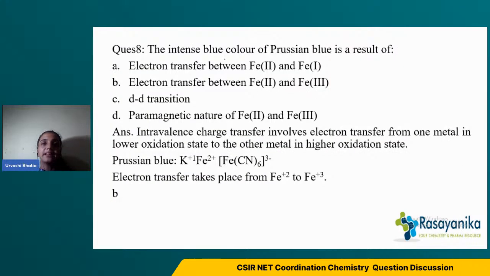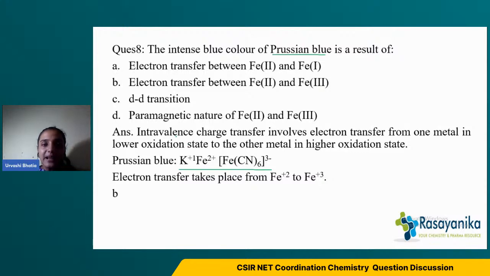Okay. So the intense blue color of Prussian blue is the result of what? These are the options: electron transfer between iron 2 and iron 1, electron transfer between iron 2 and iron 3, d-d transitions, paramagnetic nature of iron 2 and iron 3. Okay, so we can see what happens in this Prussian blue complex. This is a Prussian blue complex, KFe, CN6. So K is in the +1 oxidation state, Fe is in the +2 oxidation state, and this iron in Fe(CN)6 3 minus is in the +3 oxidation state.